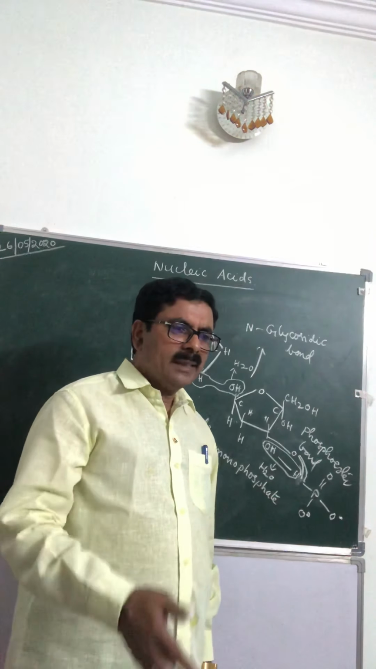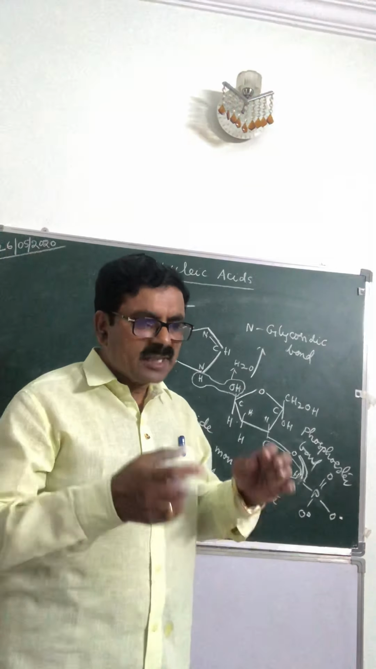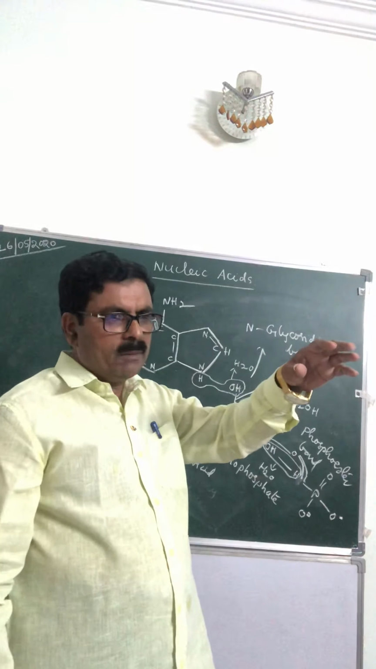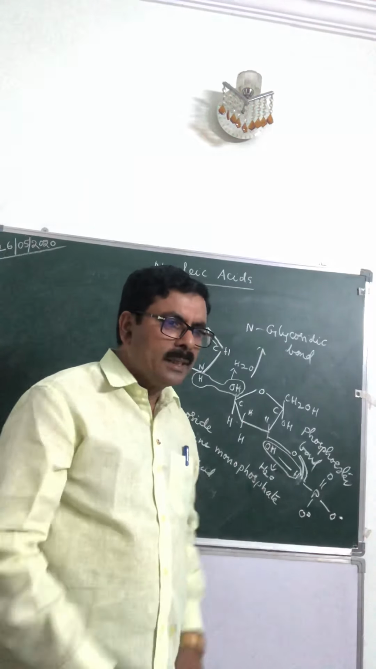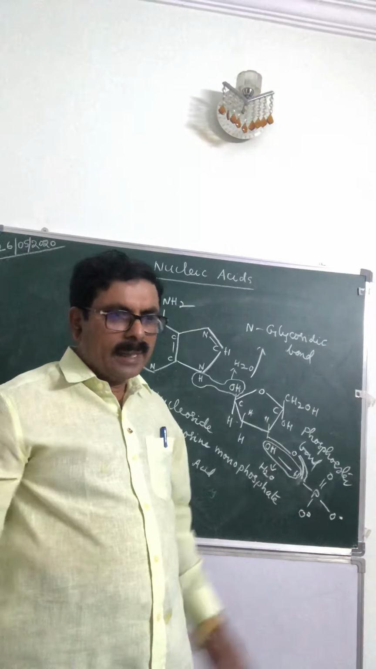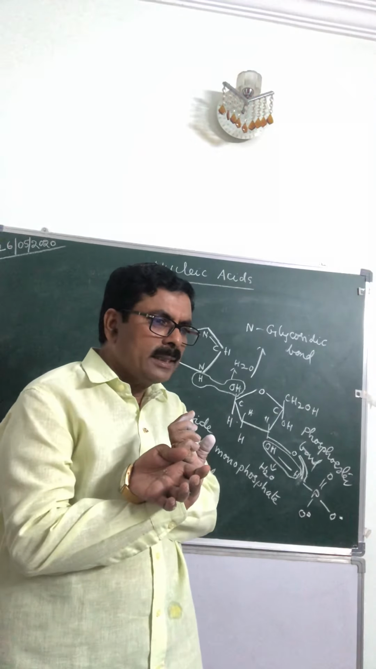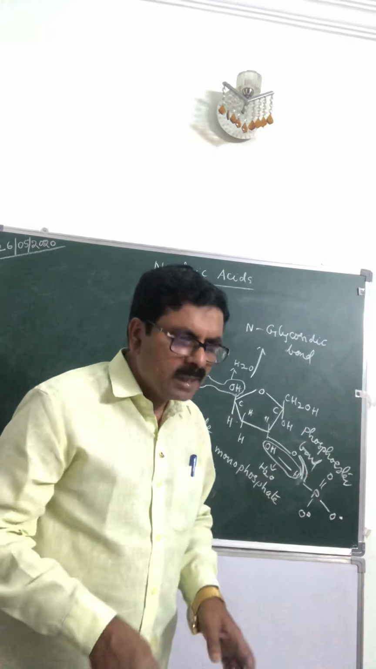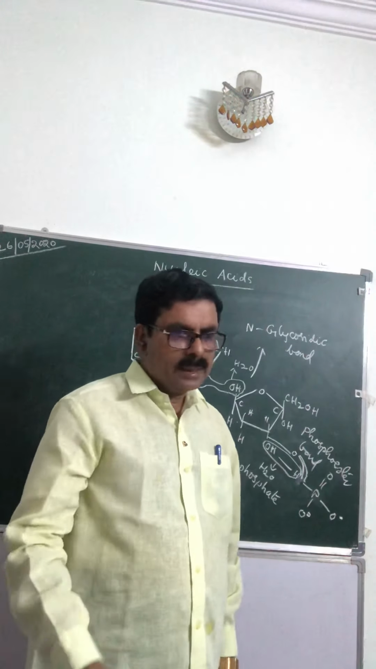So nitrogen base, sugar and phosphate, these 3 will unite together to form a structure called a nucleotide. Like that, many nucleotides of 4 kinds are formed. All will join together to form a long chain, a polynucleotide chain. Like that, another chain is formed. So these 2 polynucleotide chains are united together to form a double helical, double stranded compound, namely DNA. That we'll discuss tomorrow.